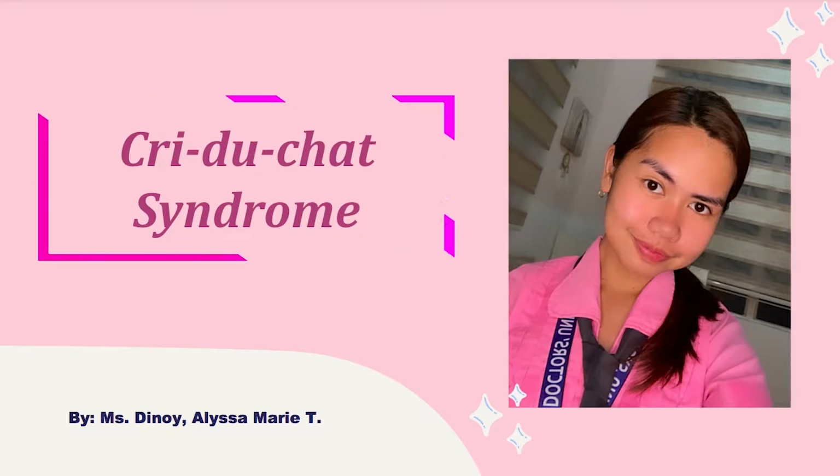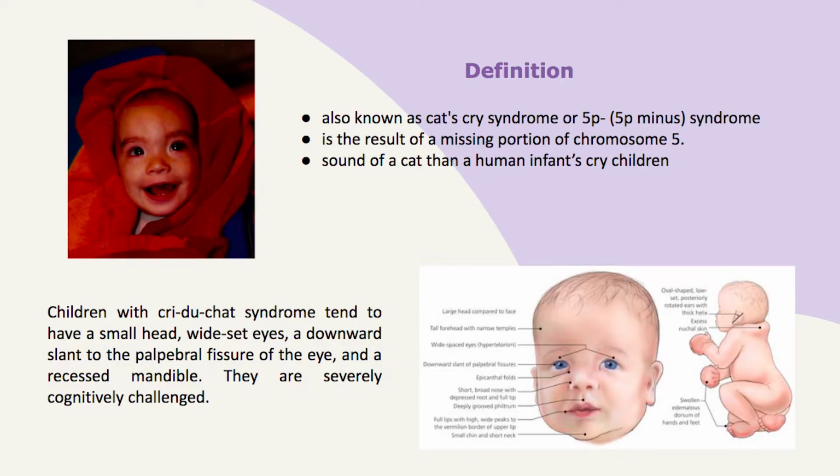Cri-du-chat syndrome. Definition. Cri-du-chat syndrome, also known as cat's cry syndrome or 5P- syndrome, is a result of a missing portion of chromosome 5 in addition to an abnormal cry, which sounds much more like the sound of a cat than a human infant's cry.